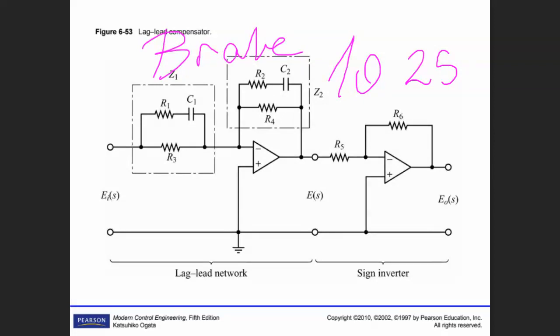Now I'm going to move to another one. PID controller.